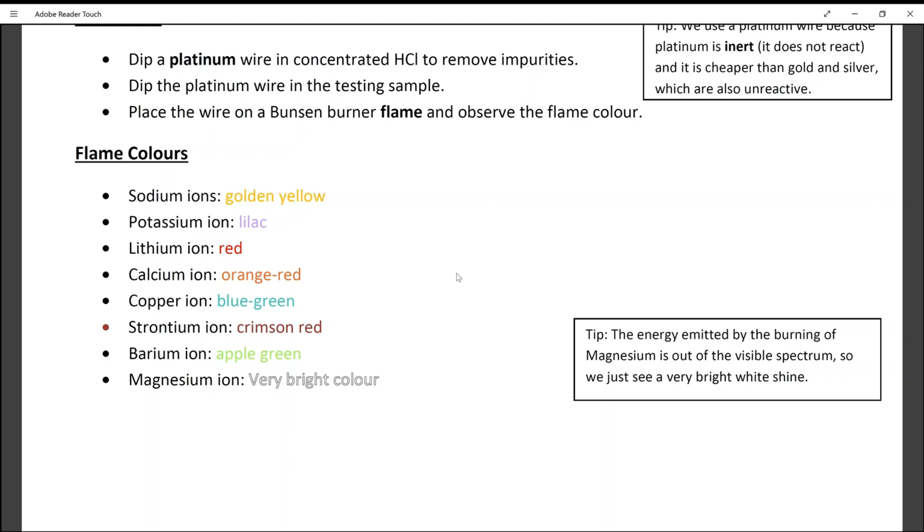Okay, don't panic with all these colors. Yes, you have to know them. Try learning one or two every day, but if in the exam, for example, you have strontium and you forget crimson red and you just remember red, it's okay, say red. It's still correct. But I prefer that you know these little details like crimson red, orange red, because maybe they will ask you in some exercises to identify between strontium and lithium, for example, and you have to know that lithium is red and strontium is crimson red.